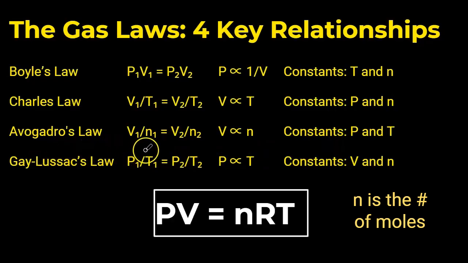Avogadro's law states that V1 over N1 is equal to V2 over N2, which basically means that the volume is proportional to the number of particles. The constants are pressure and temperature. And Gay-Lussac's law states that P1 over T1 is equal to P2 over T2, which basically means that the pressure is proportional to the temperature, and the constants are volume and the number of particles. If we combine these relationships, we get the ideal gas law, which states that PV is equal to nRT.